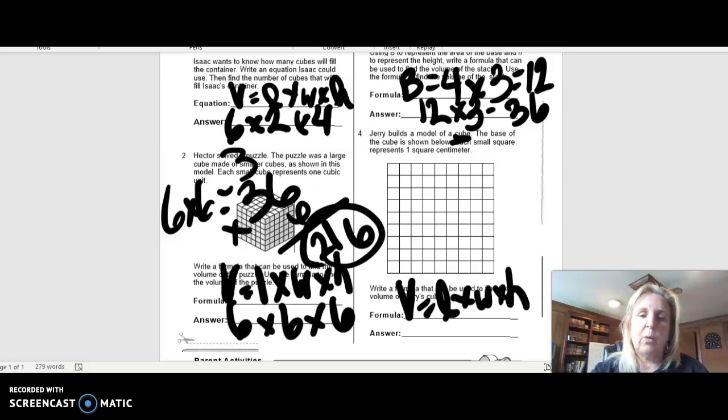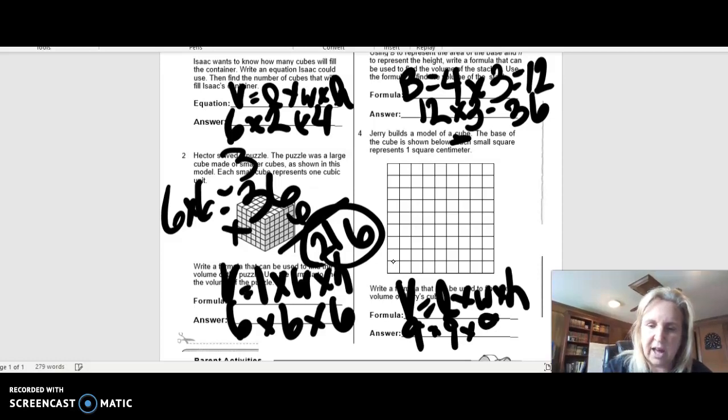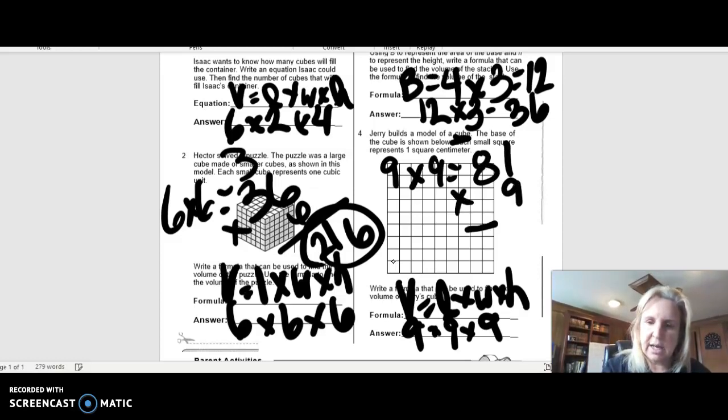So let's count what the length is. It's 1, 2, 3, 4, 5, 6, 7, 8, 9. So if the length is 9 and it's a cube, the width is going to be 9 and the height is going to be 9. So let's do this math right here. 9 times 9 is 81, right? That's a basic fact. Times 9, that's 9 times 8 is 72. So your final answer should be 729.